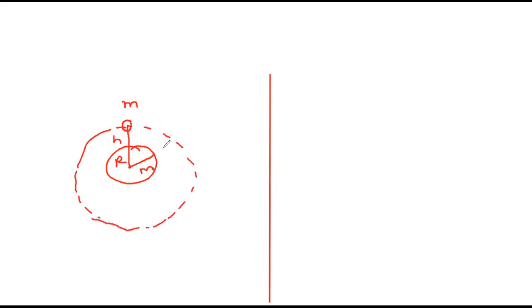Consider a satellite of mass m at height h above Earth's surface of mass M, radius R, to be revolving in a circular orbit of radius small r equals R plus h with critical velocity vc. Again, I'm repeating what I wrote.